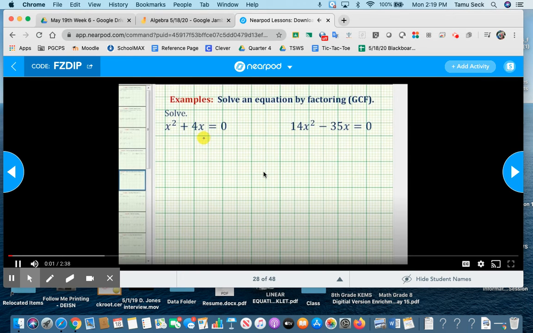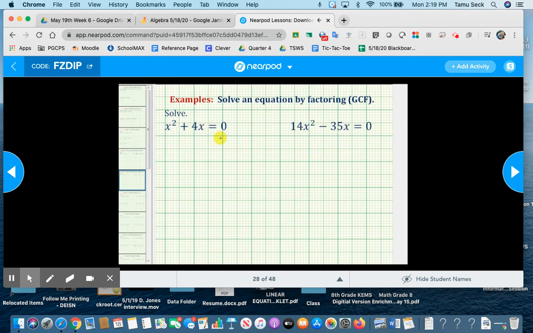We want to solve each equation by factoring. The first step in factoring is to factor out the greatest common factor. Looking at our first example, we have x squared plus 4x equals 0. Notice how they both share a common factor of x, which is the greatest common factor. So if we factor out x, we would have x times the quantity x plus 4 equals 0. Notice x times x is x squared, and x times 4 is equal to 4x.